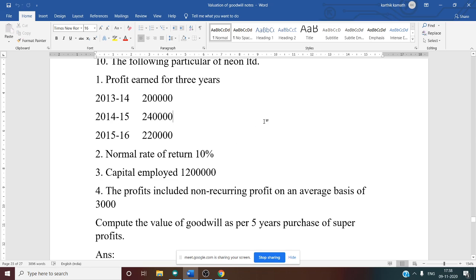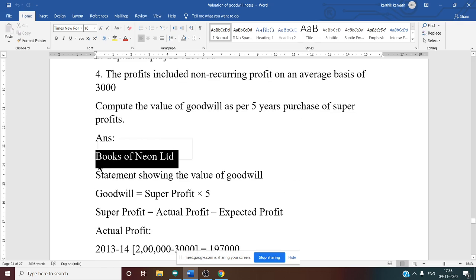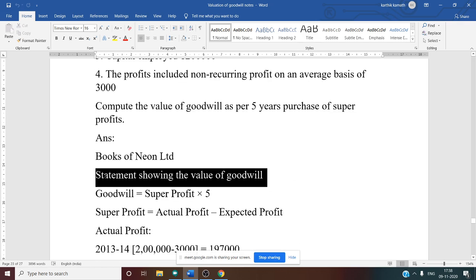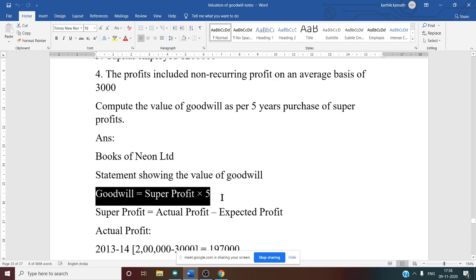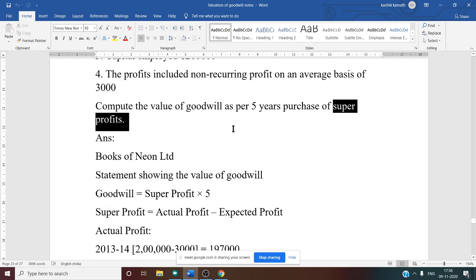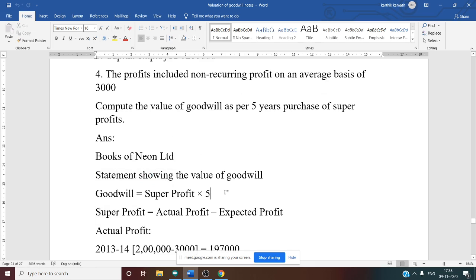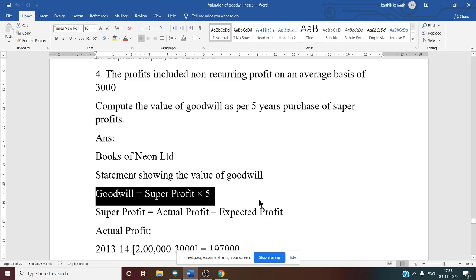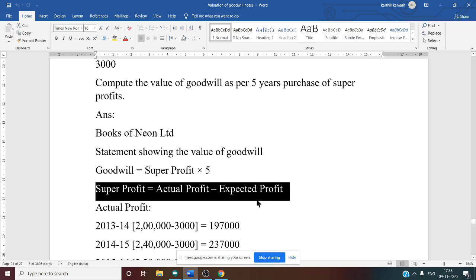Compute the value of goodwill as per 5 years of purchase of super profits. So very simple, we need to calculate as per the super profit method. In the books of Neon Limited, solution statement showing value of goodwill. Goodwill is equal to super profit into years of purchase, which is given in the problem as 5. Super profit is equal to actual profit minus expected profit.